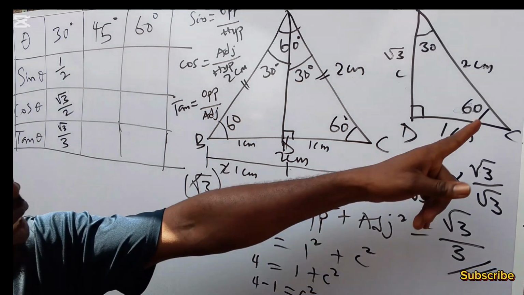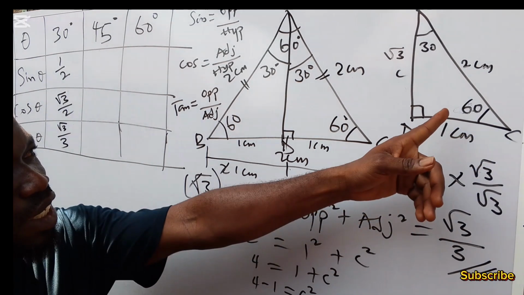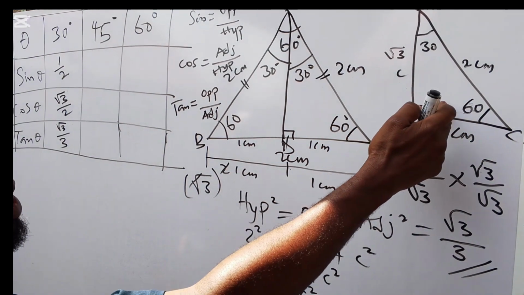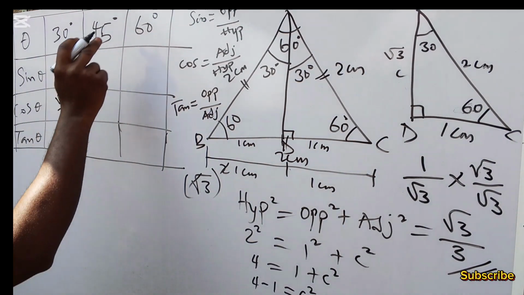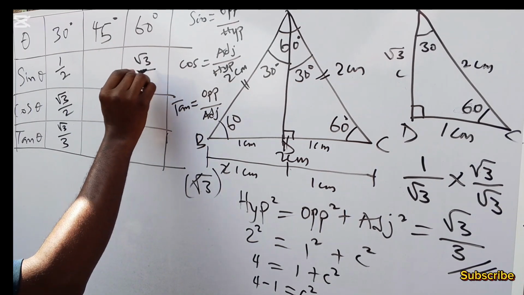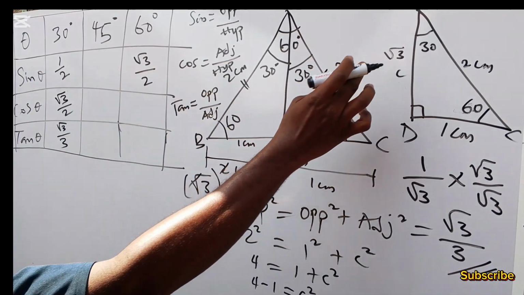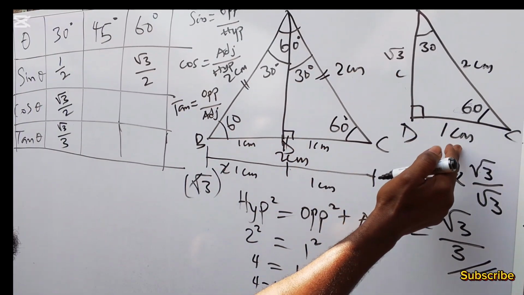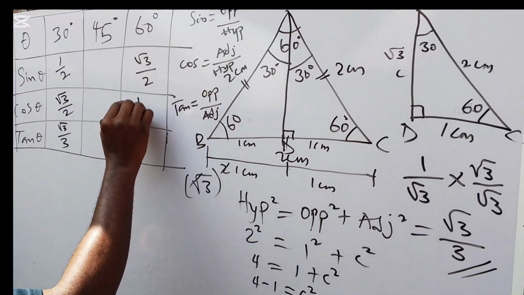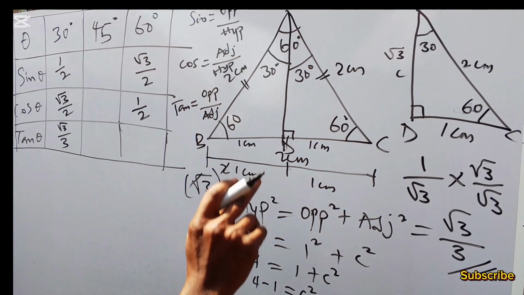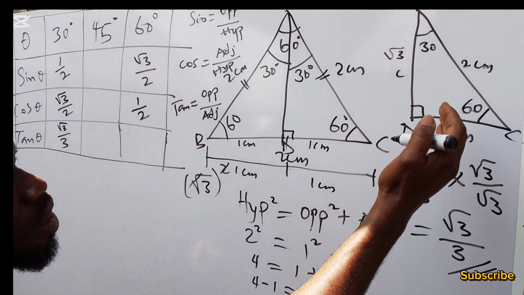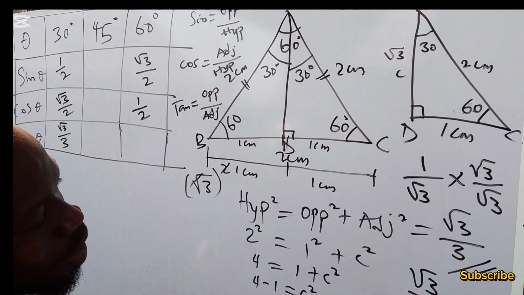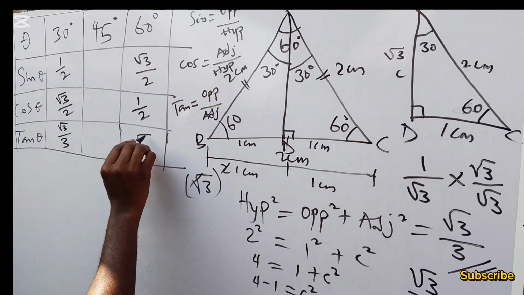For 60, we already have 60 here. So you know that sine 60 is opposite over hypotenuse. And our opposite for 60 is root 3. So sine 60 is root 3 over 2, opposite over hypotenuse. Cos 60 is adjacent over hypotenuse, which is 1 over 2. And tan 60 is opposite over adjacent. That is root 3 over 1. So that is root 3.